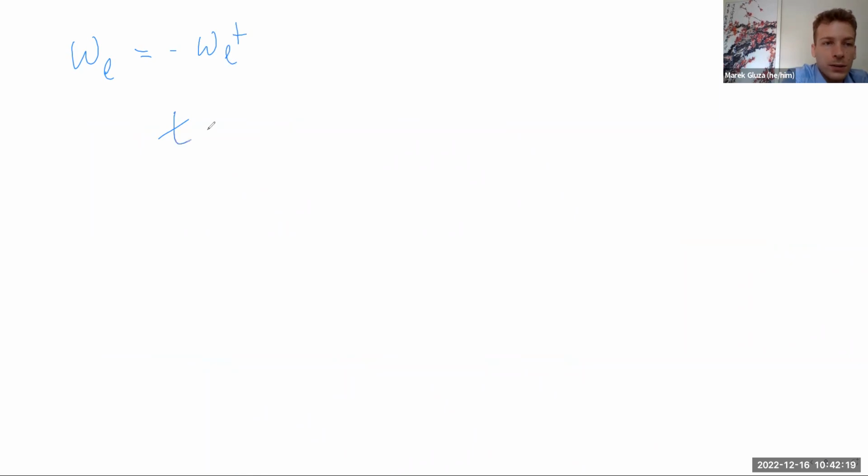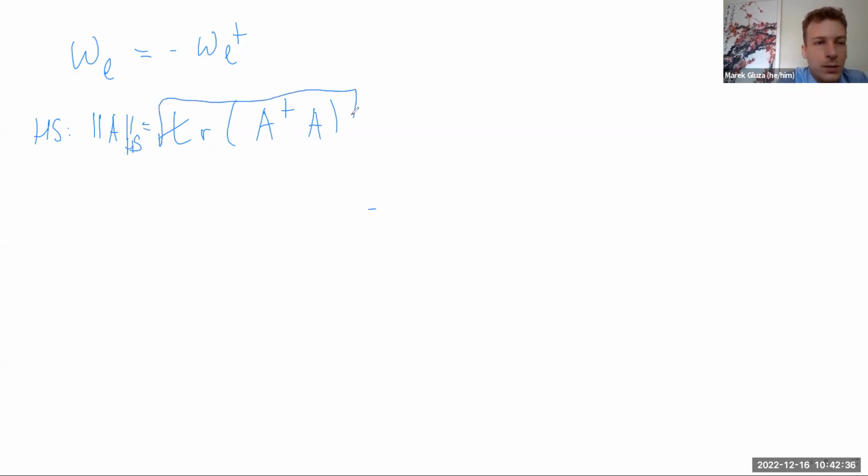And the definition of the Hilbert-Schmidt norm is that the Hilbert-Schmidt norm of some operator A is the square root of this.